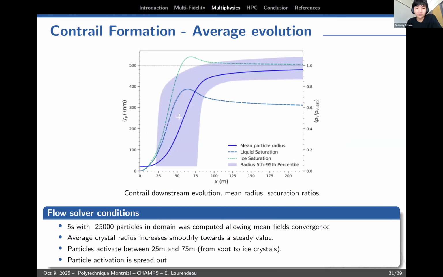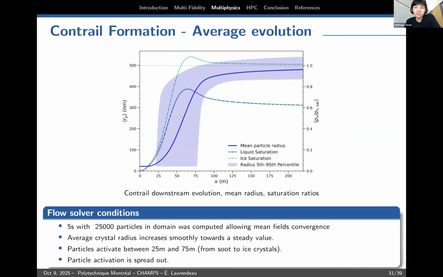And so overall, here are the results of the solver. This simulation was done on a 5-second simulation with 25,000 particles. And we can see basically where the particles activate. The activation point is the point where the soot that's produced by the engines turns into ice crystals. And then those ice crystals grow steadily in time with the distance.